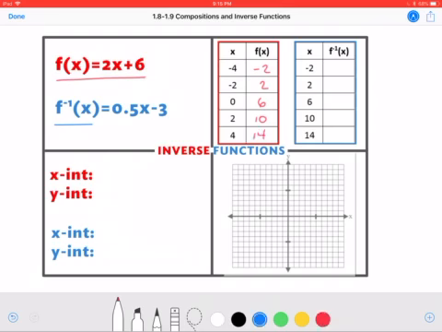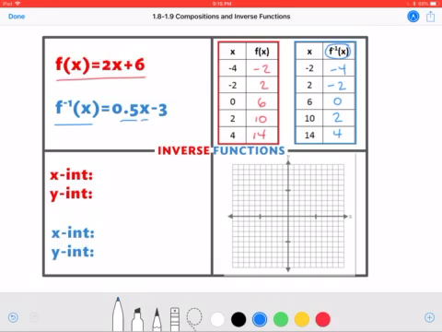Okay, let's fill out the blue table. The blue table is for the f inverse function. So I'm going to plug in a negative 2. Half of negative 2 is negative 1 minus 3. Half of 2 minus 3. Half of 6 minus 3. Half of 10 minus 3. Half of 14 minus 3.